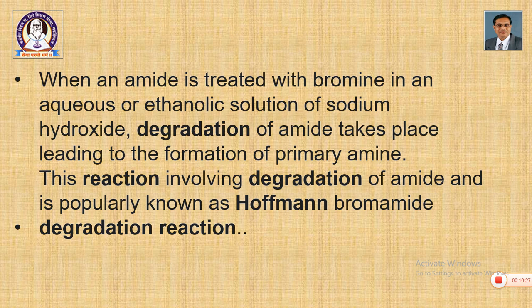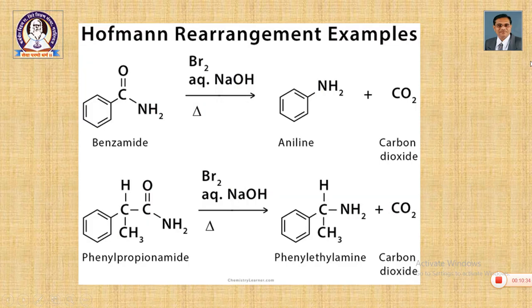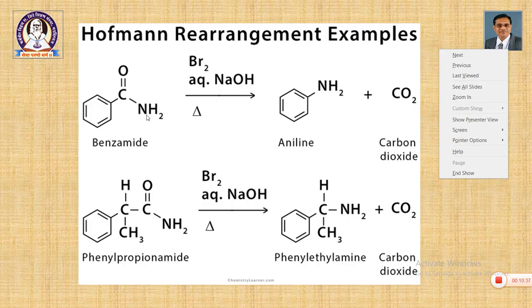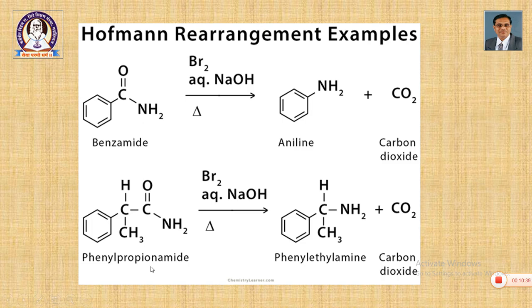This reaction involving degradation of amide is popularly known as the Hofmann-Bromamide degradation reaction. We will see the reaction here. We begin with benzamide, an aromatic amide, or this is phenylpropanamide. We use bromine in aqueous alkaline solution and we get these two products. Of course, intermediates are there in the mechanism, and if excess NaOH is there, then this CO2 is converted into sodium carbonate.